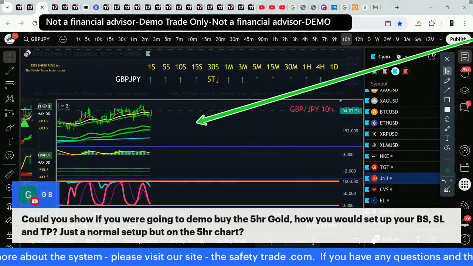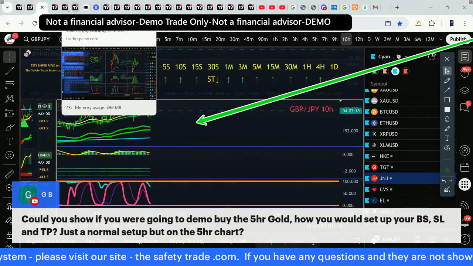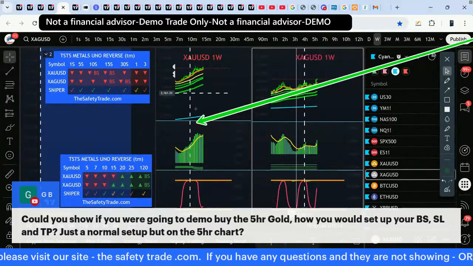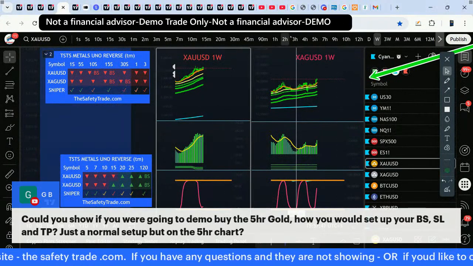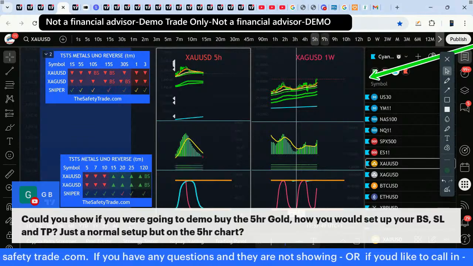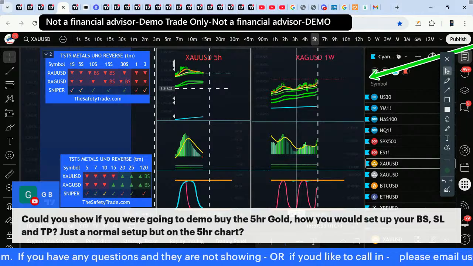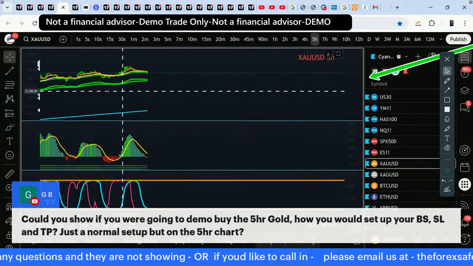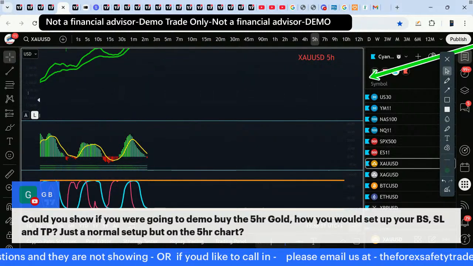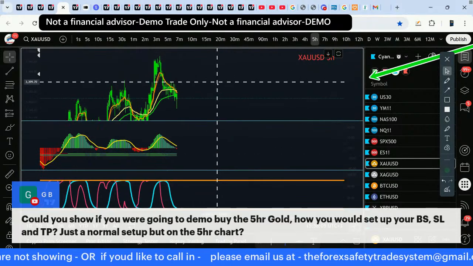Could you show us where the demo buy for gold would be? Sure. Let's go over to gold. And he wants the 5 hour. Let's go over to the 5 hour. Yep, proper read. So let's go over to the 5 hour gold. How would I trade this 5 hour gold? I've done this a million times with setups, but we'll do it again. All right, here we go.